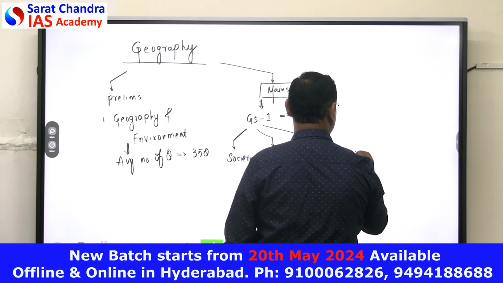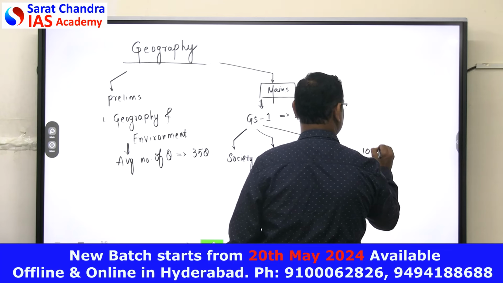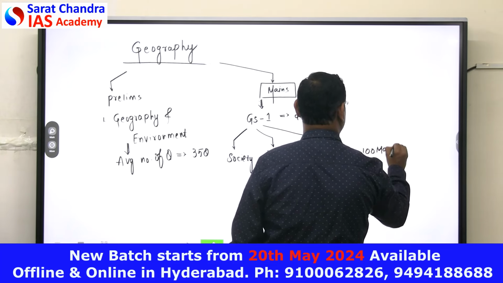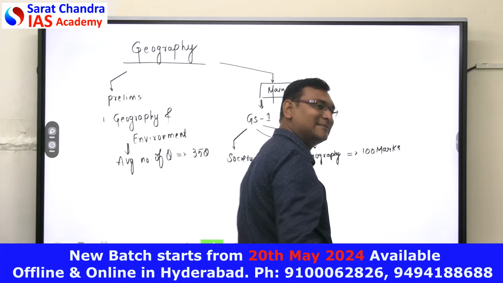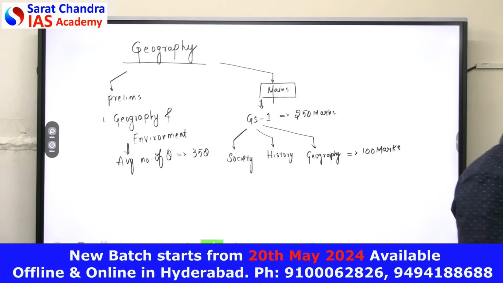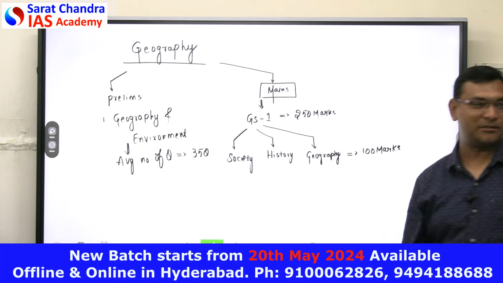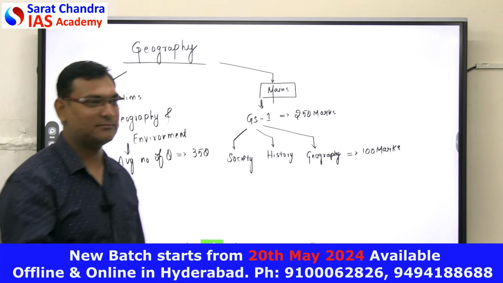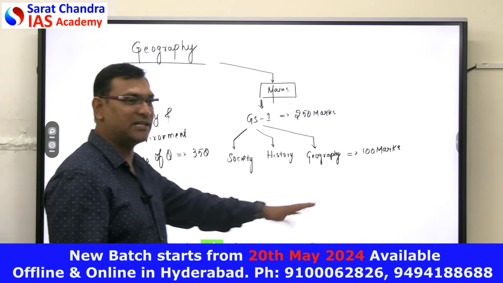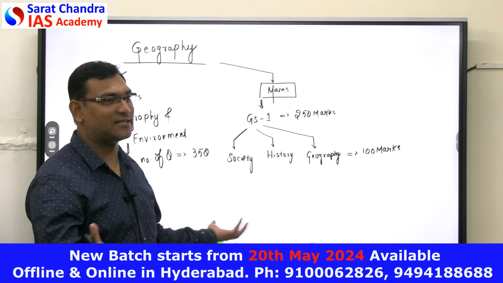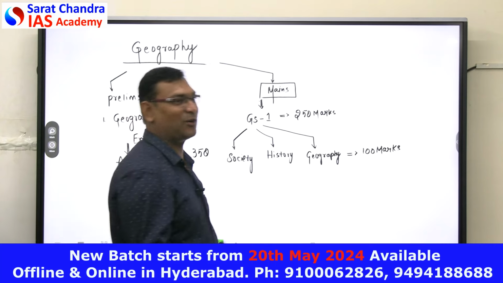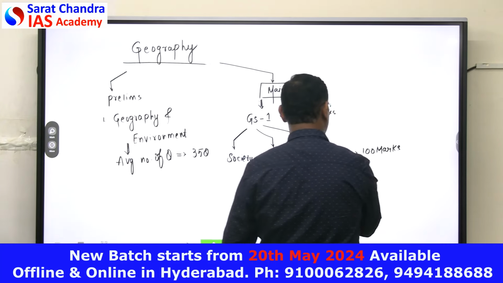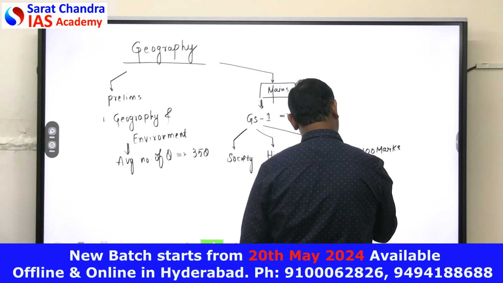Geography carries 100 marks, maybe 10 more or 10 less. Okay, plus or minus 10. If the mindset of the examiner changes, we cannot say. Generally, he will give 8 questions.